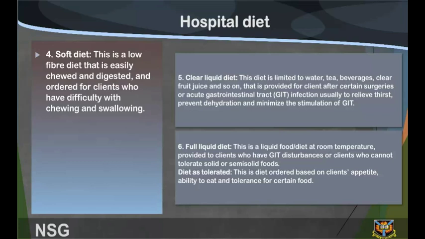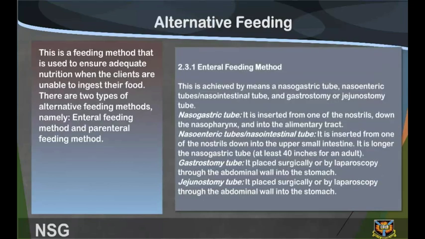6. Full liquid diet. This is a liquid food or diet at room temperature provided to clients who have GIT disturbances or clients who cannot tolerate solid or semi-solid foods. Diet as tolerated. This is a diet ordered based on the client's appetite, ability to eat, and tolerance for certain food.